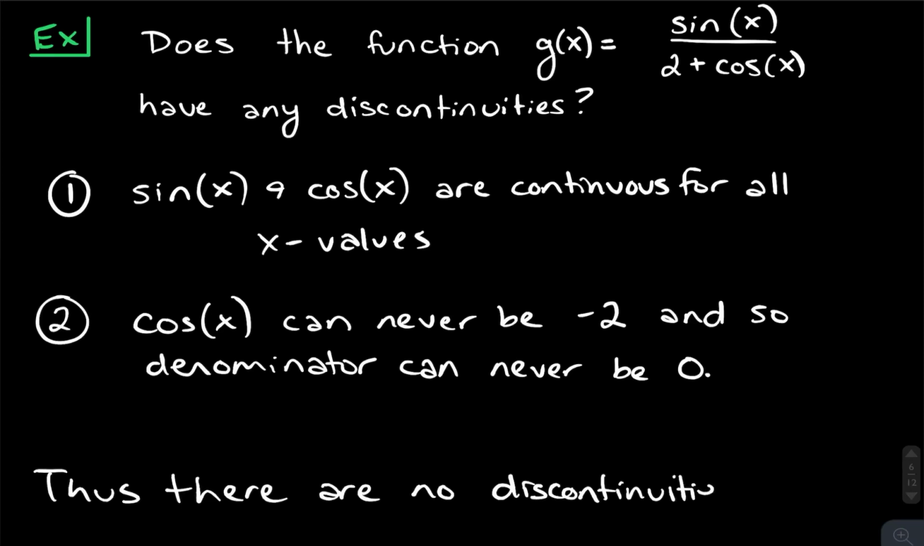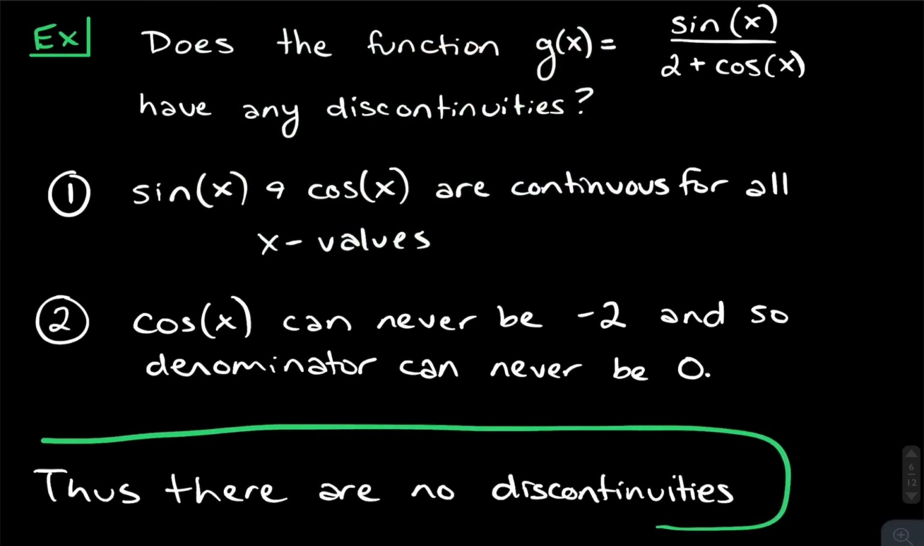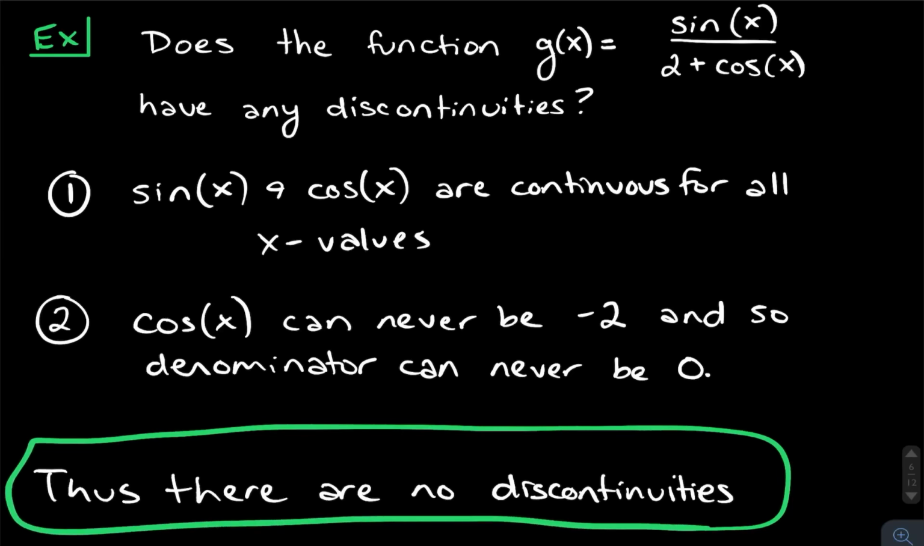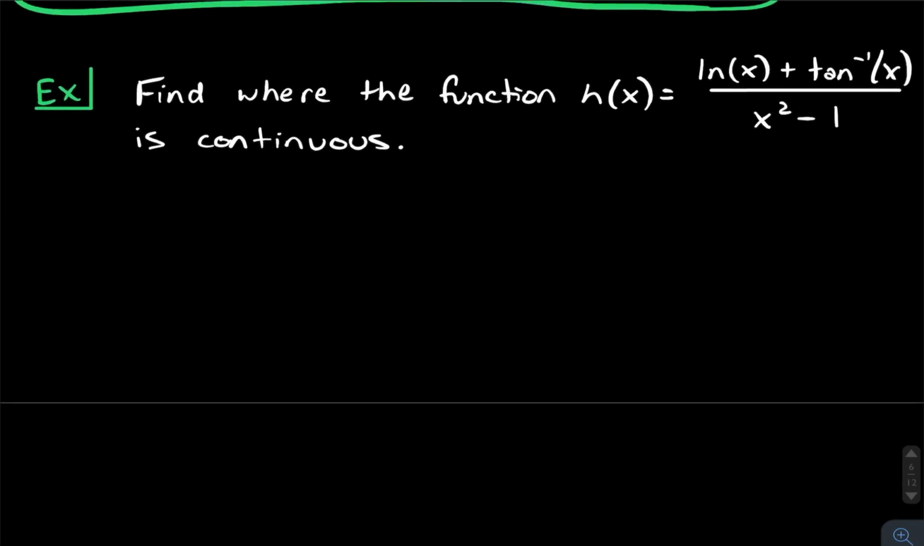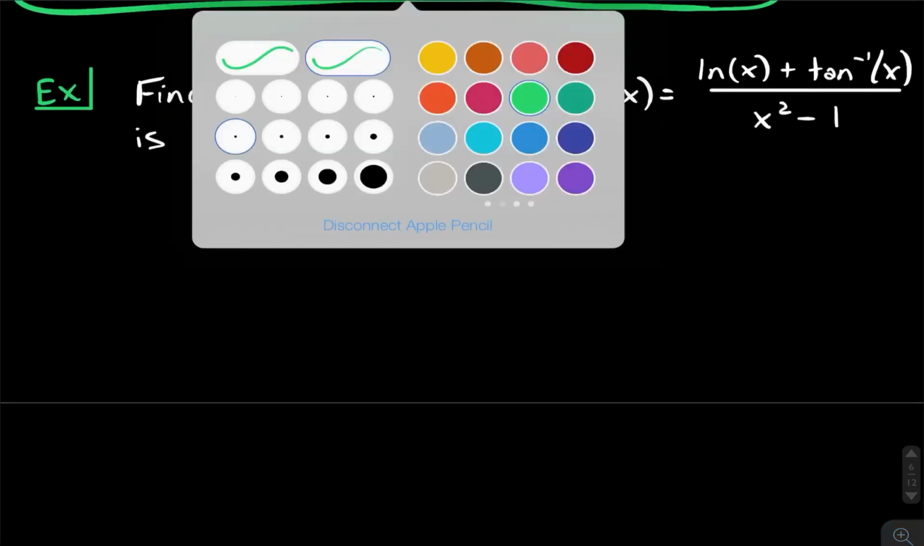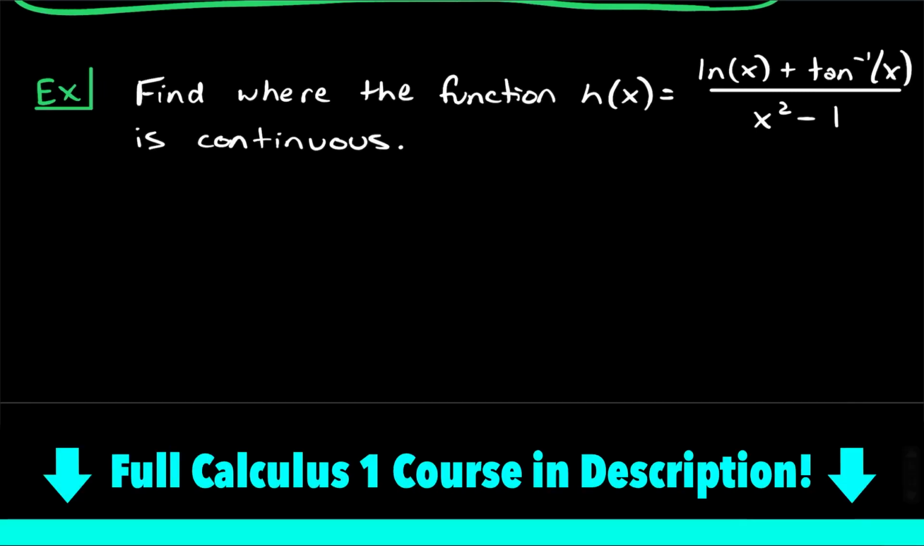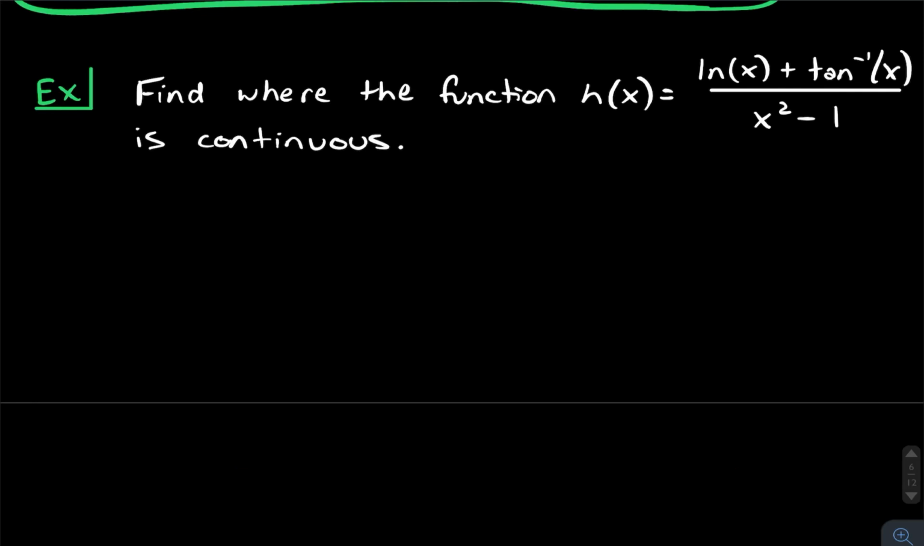Okay, I just really wanted to hit home those theorems quick because we do have another example here. Actually, we have a couple more, which is good. So find where the function h of x is continuous. We need to again figure out where each of these parts is continuous.